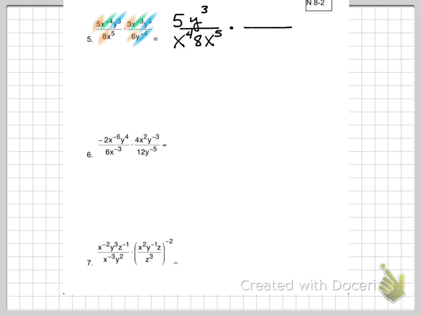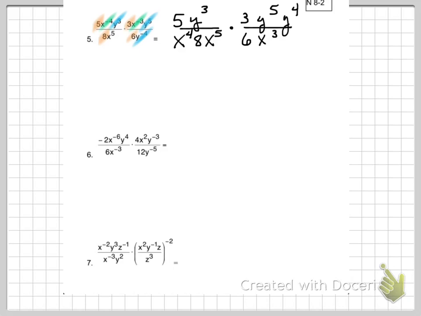Now looking at the second fraction, let's just look at the numbers. 3 will stay and 6 will stay. X to the negative 3 comes into the denominator as x to the positive 3. Y to the 5th stays in the numerator. Y to the 4th goes up to the numerator and becomes y to the positive 4th. Again, if it's a positive exponent, it stays where it is. Negative exponent goes to the other side of the fraction line.